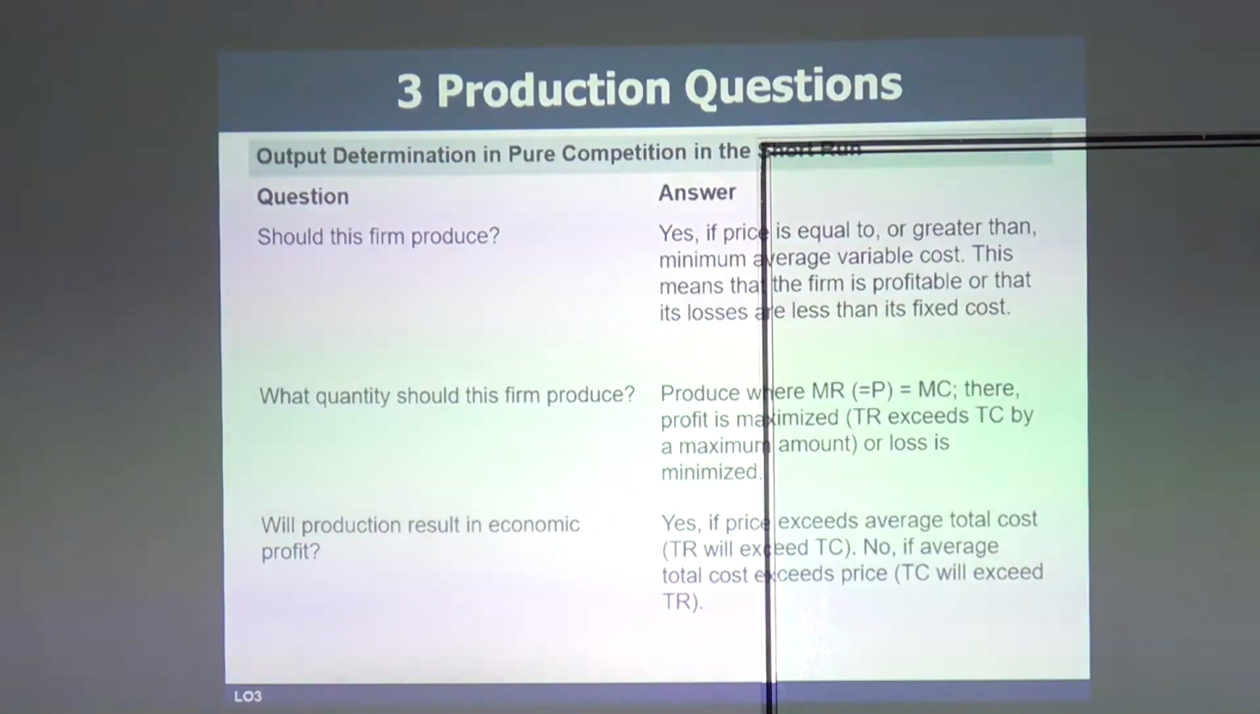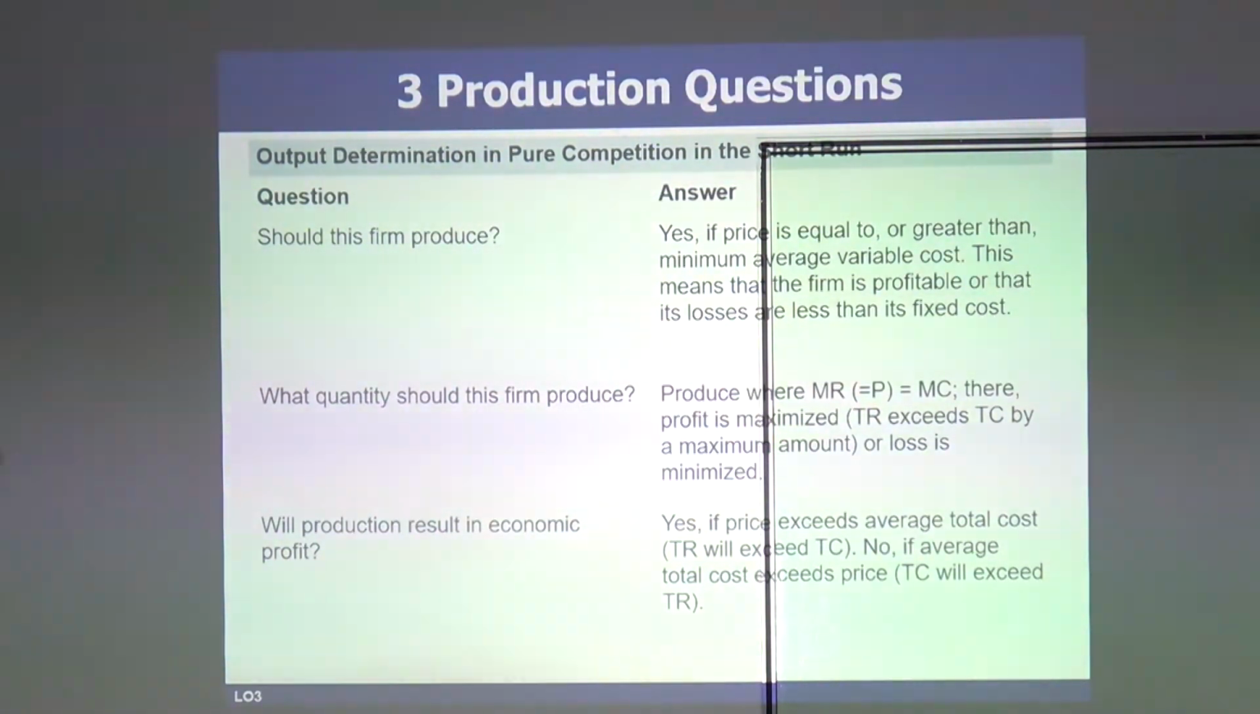Slide 19: Pre-production questions. The short run output determination and profit or loss. Okay, this is a summary of our discussion so far. For the short run production decision, the first question was, should the firm produce? Yes, if price is equal to or greater than average variable cost. So yes, if the firm's price is at least equal to average variable cost. Anything above average variable cost, the firm will produce and minimize losses.